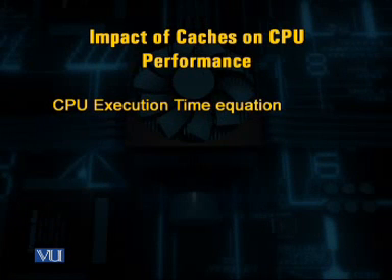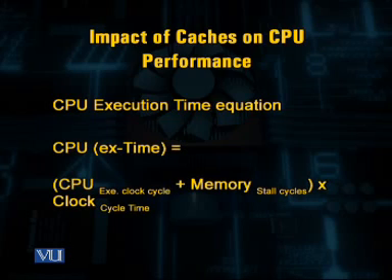The expression appears to be as shown over here. That is, the CPU execution time is equal to the sum of CPU execution clock cycles and memory stall cycles multiplied by the clock cycle time. Here we assume that the hit clock cycle is included in the CPU execution clock cycle.